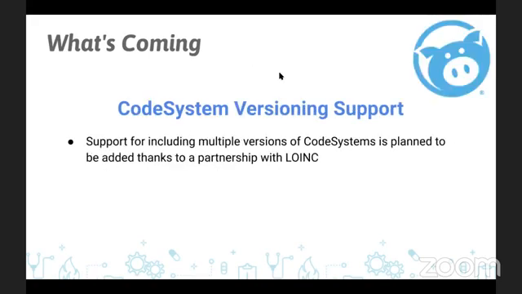Another interesting one, and this is thanks to a partnership with our friends at Loink. We are planning on adding support for versioning to code systems to the terminology services built into HAPI FHIR. What this means, of course, is today in a HAPI FHIR terminology server, you can only have one version of a code system like Loink or SNOMED-CT or anything else.